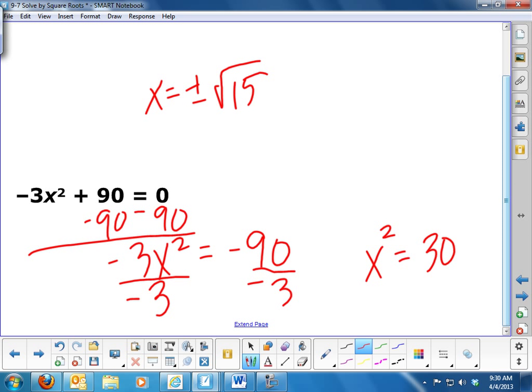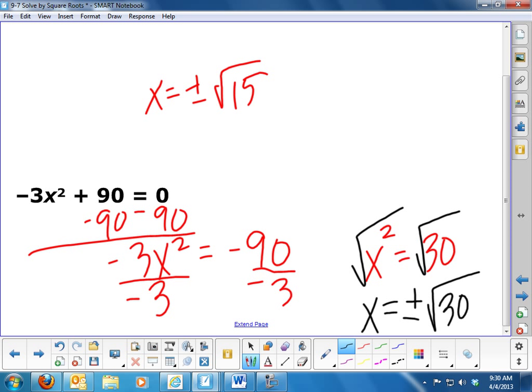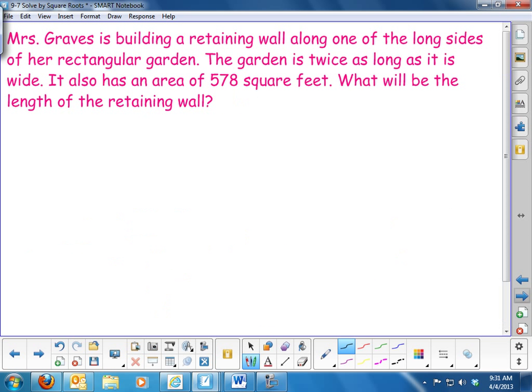Now to get x out of x squared, I take the square root of each side. So I get x equals, when I take the square root of a number, I end up with two answers, the positive version and the negative version. So x equals plus or minus the square root of 30. We do not know the square root of 30. It's not a perfect square, so we leave our answer as that.